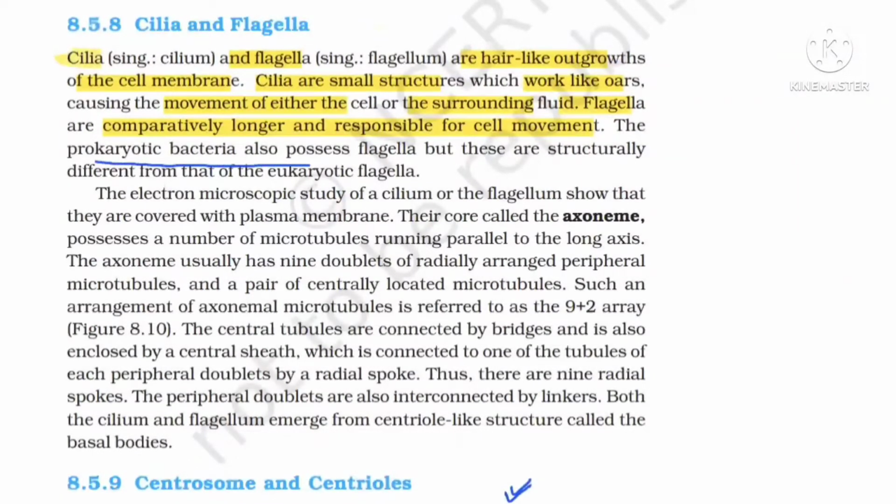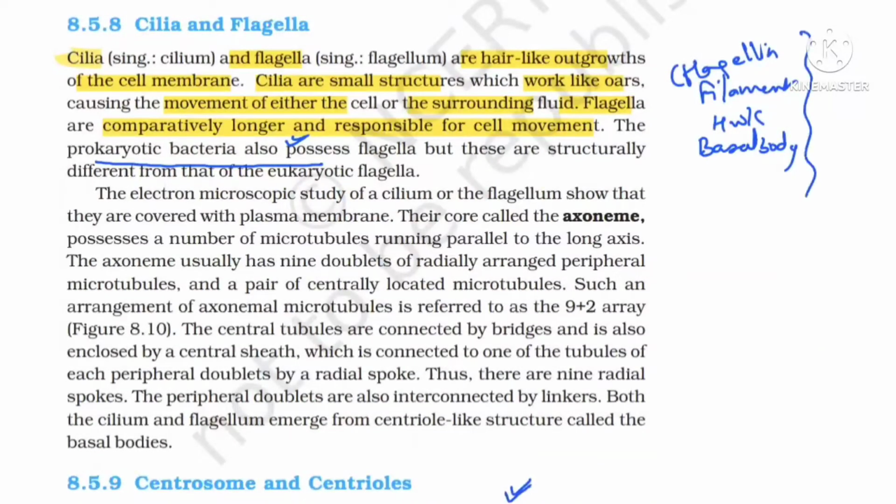Prokaryotic bacteria also possess flagella, and we studied yesterday that prokaryotic flagella has 3 parts: basal body, hook, and filament. Remember, this filament was unistranded, and it is made up of which protein? Flagellin protein. So this is in case of prokaryote.